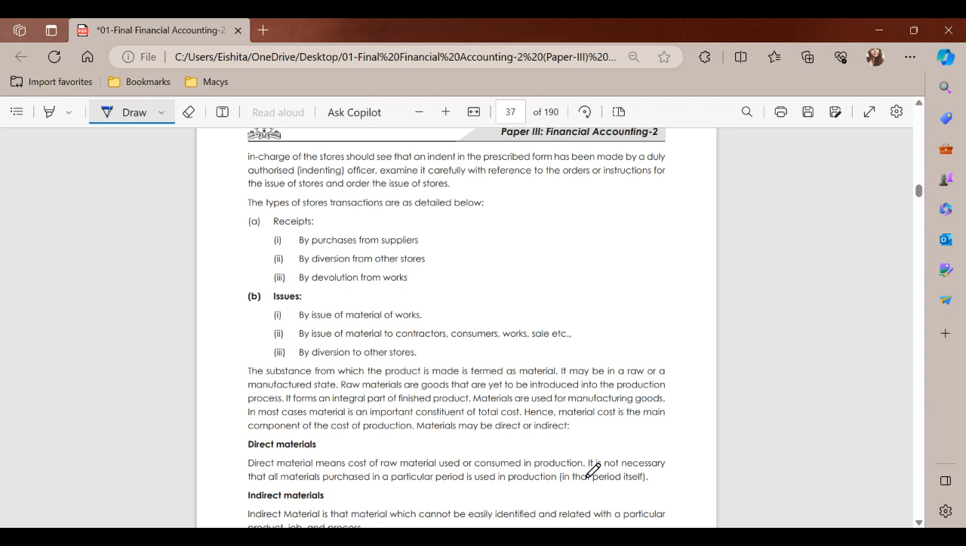Direct material means cost of raw material used in production. It is not necessary that all the material purchased in a particular period is used in the production. Suppose you buy 500 products. It is not necessary that all the 500 which you buy are used in the production process. So it is possible that some from the previous month, some from the current month, and some from the next month are used. Okay.